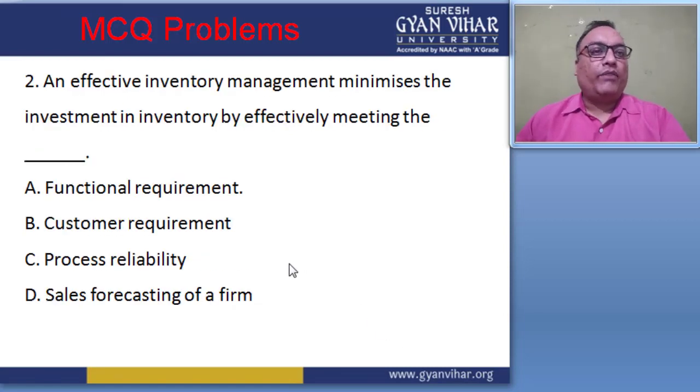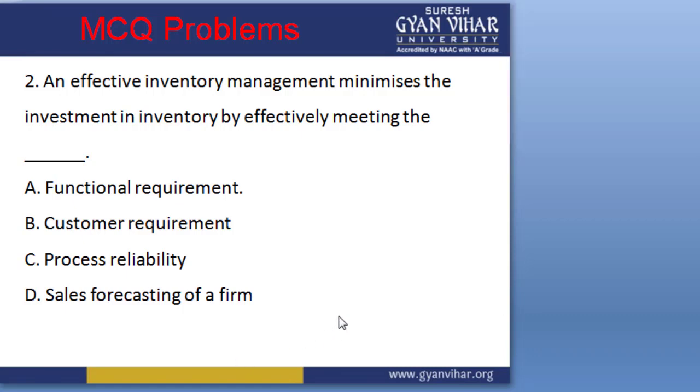This is question number 2. An effective inventory management minimizes the investment in inventory by effectively meeting the functional requirement, customer requirement, process reliability, and sales forecasting of a firm. So the correct answer here is functional requirement for the company. So we move to the next question.